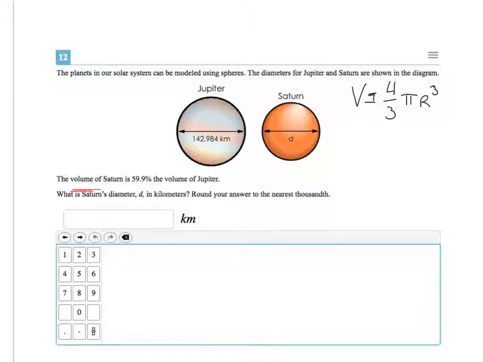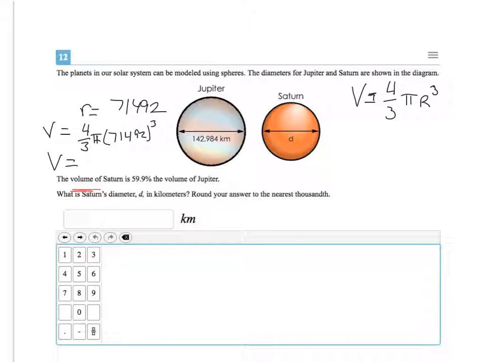So if I look at Jupiter, it has this big diameter, 14,984 kilometers, but the radius would just be half of that. So half of that would be 71,492. So now I can find the volume of Jupiter. It is 4/3 pi, and then this horrible number, 71,492 to the third power.